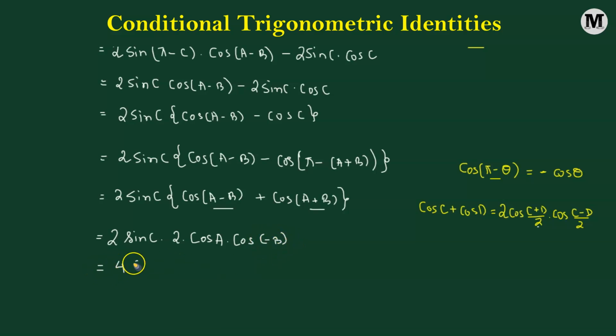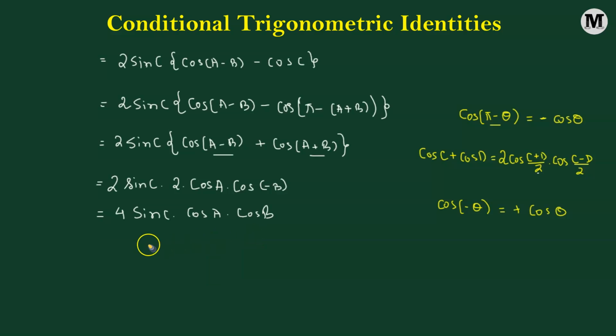We have 4 times sine of angle C times cosine of angle A. Now what is cosine of negative B? That's simply going to be cosine of B, because cosine is an even function. Now we know from the property of trigonometry that whenever we have cosine of negative theta, this corresponds to positive cosine theta. So that means we now have 4 times cosine of angle A multiplied to cosine of angle B times sine of angle C, and this is exactly the expression on the right hand side.